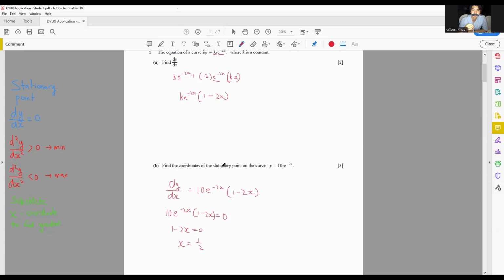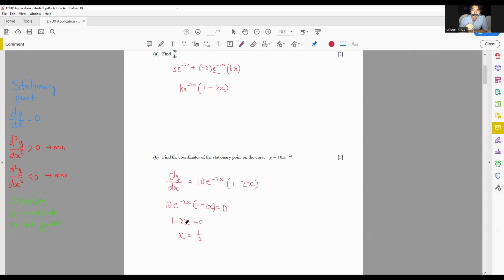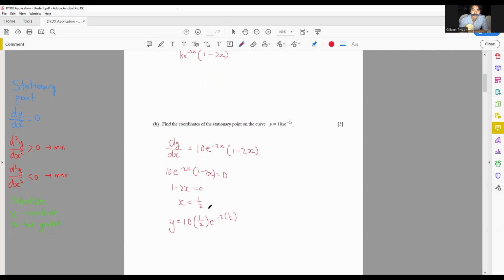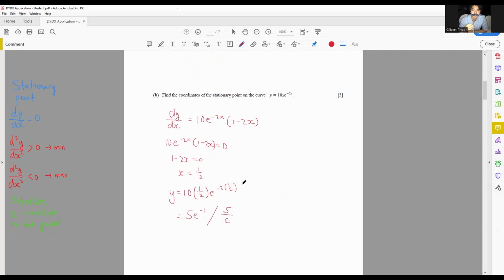Now, since you're looking for the stationary point, you have your x coordinate. All you have to do is substitute your x into your y to find the y coordinate. So you would have y is equal to 10 times 1 over 2, e to the power of negative 2 times 1 over 2. Type this value into your calculator, you would have 5e to the power of negative 1. Okay, or you can write it as 5 over e.